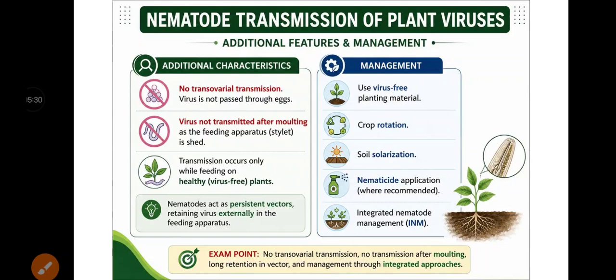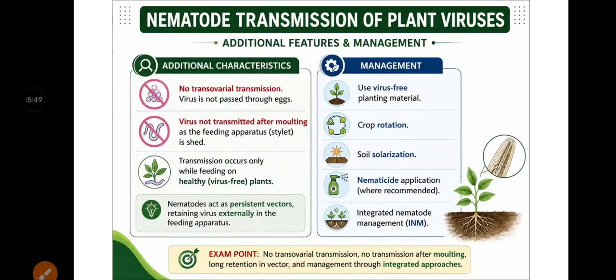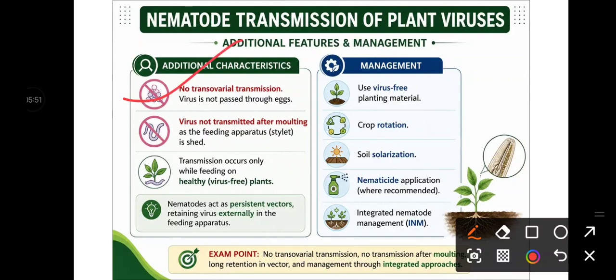Then, some additional features of nematode transmission. We have already said it shows persistent transmission, but the virus can't pass through the eggs. So no trans-ovarial transmission is there. And the virus is not transmitted after molting also.